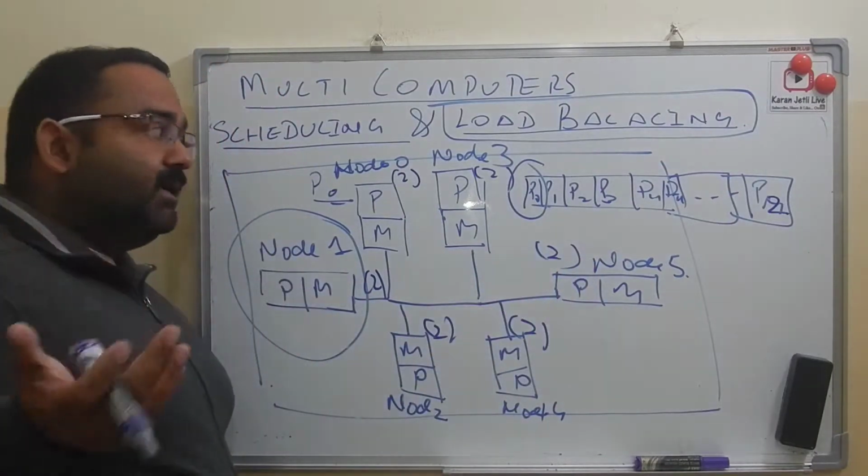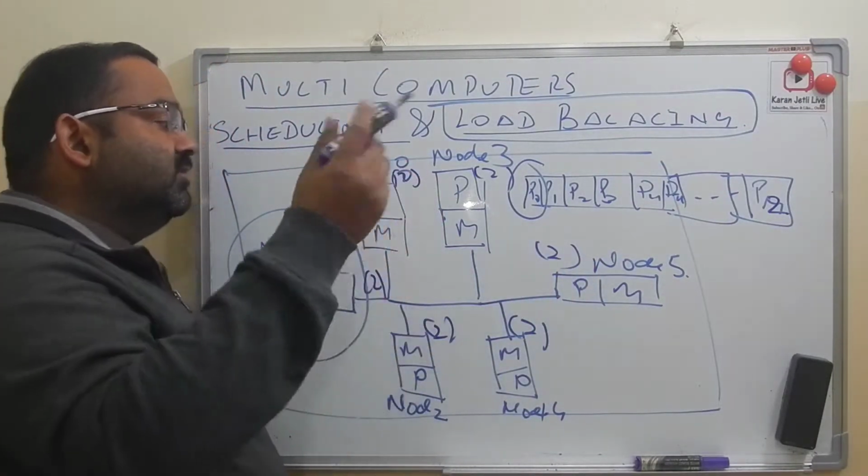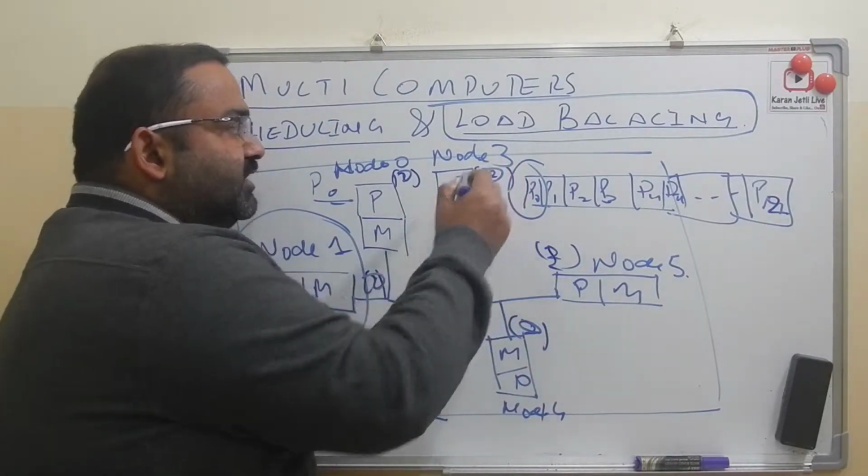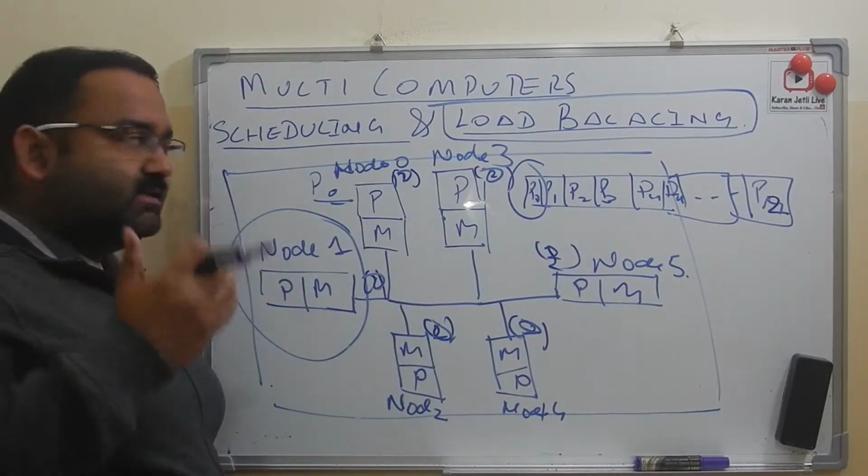So what is not balanced? If one of the nodes has 10 and another node has 2 and the rest have 0, right? That is a badly balanced system.